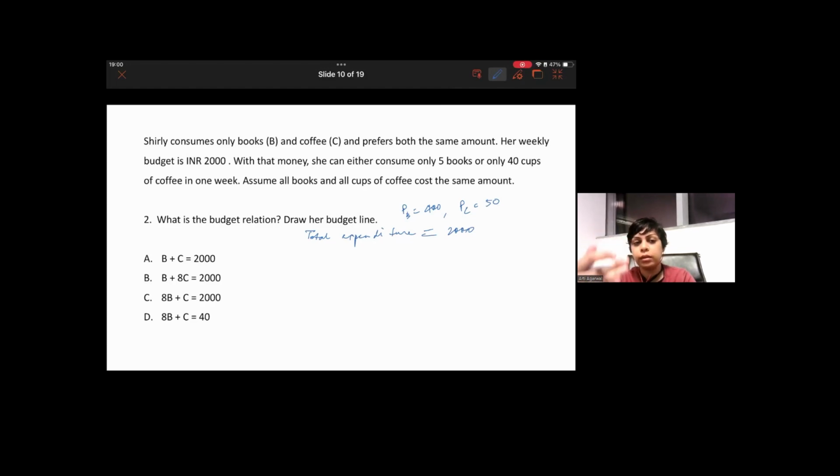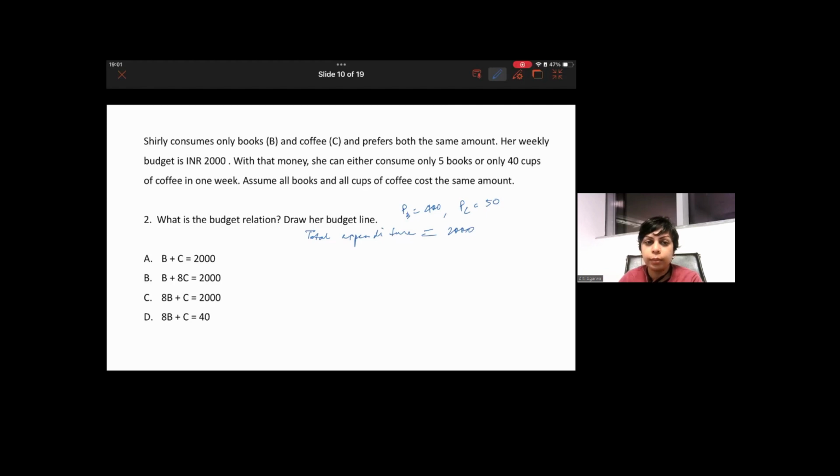Because we have said that the budget constraint is 2000 rupees, which means she may be spending her money on n number of things, but the budget she has allocated for books and coffee out of her stipend or salary or whatever, pocket money, is 2000. In those 2000 rupees, she has to buy only books or coffee. Now, what happens if she buys only books? We already know. And what happens if she buys only coffee? We already know. And from that, we know the price of books and coffee.